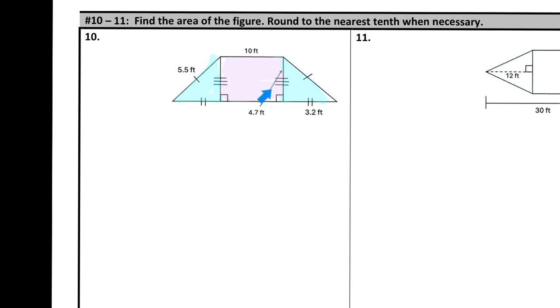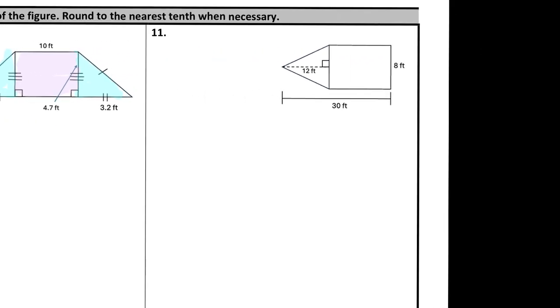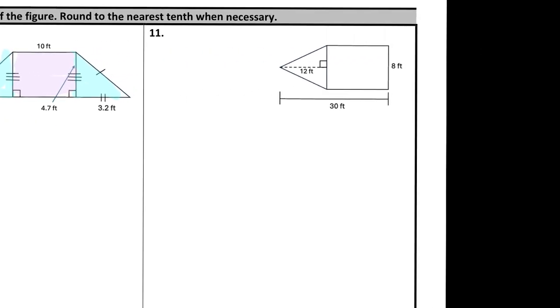So you're going to find the area of your rectangle. And remember, for a rectangle, it is base times height or length times width. For a triangle, it is 1/2 base times height, and base and height are always meeting at 90 degrees. All right, number 11. Again, we have a triangle and a rectangle. So you're going to find the area of this triangle. You're going to find the area of this rectangle. Okay, you're going to add them together.